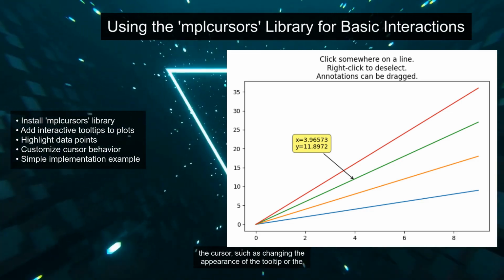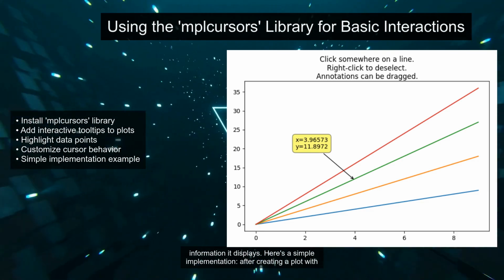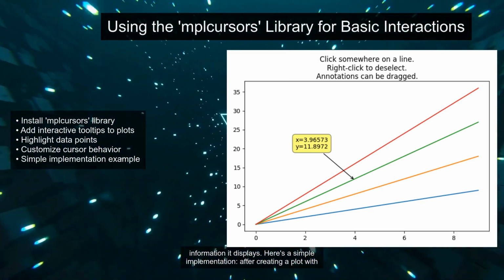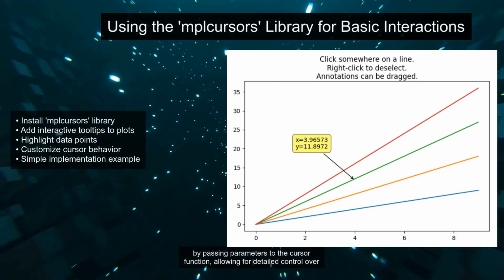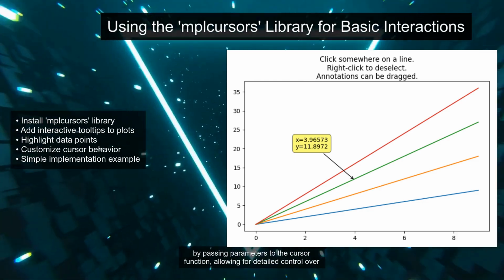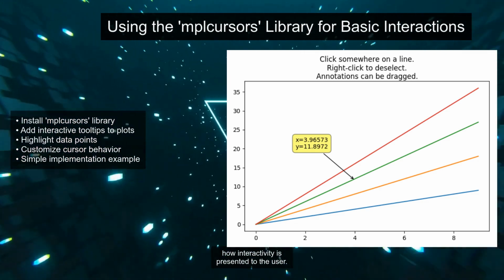You can also customize the behavior of the cursor, such as changing the appearance of the tooltip or the information it displays. Here's a simple implementation. After creating a plot with Matplotlib, call mplcursors.cursor to activate tooltips. You can further customize the interaction by passing parameters to the cursor function, allowing for detailed control over how interactivity is presented to the user.